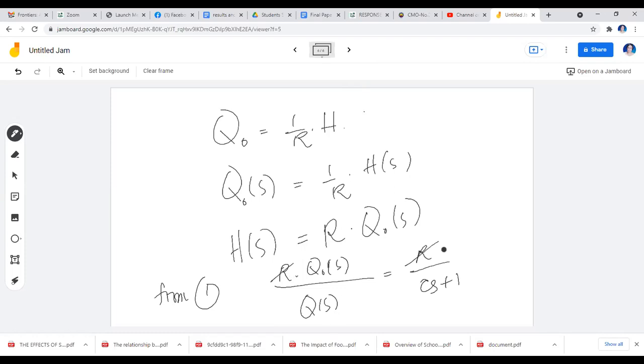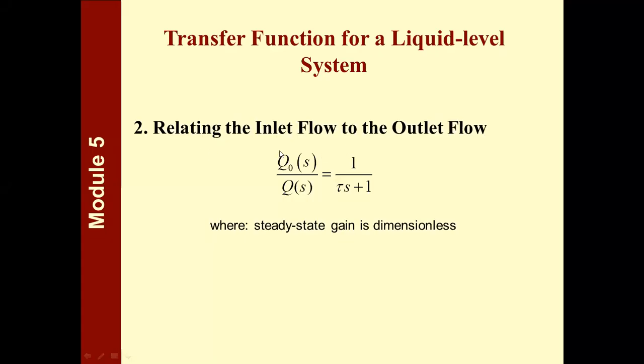So you take the steady state gain R, or the linear resistance R, in the numerator and replace it by 1, in the case of this liquid level system in which you are relating the volumetric flow rate through the resistance to Q of S. Okay, so you have this.